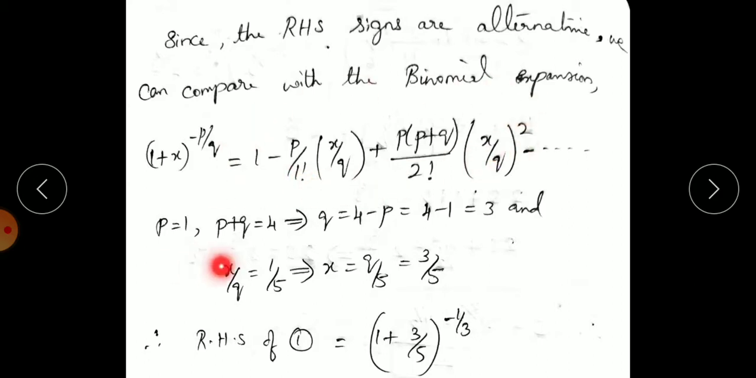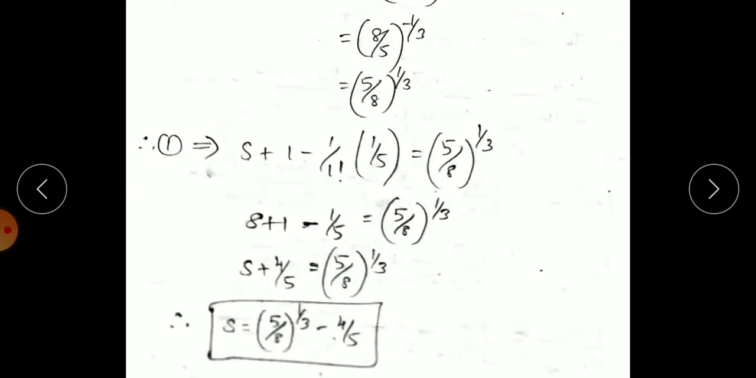So here we can take p equal to 1, p plus q equal to 4, and from that the q value, then x/q as usual. So what will happen about this term? (1 + 3/5) to the power of −1/3, so (8/5) to the power of −1/3, that is we can take it as (5/8) to the power of 1/3. Now we can equate with the left hand side. So s plus 1 minus 1/factorial 1/5 equals (5/8)^(1/3), and this is 1 minus 1/5, which is 4/5. You can take the 4/5 to this side, and the s value we got.